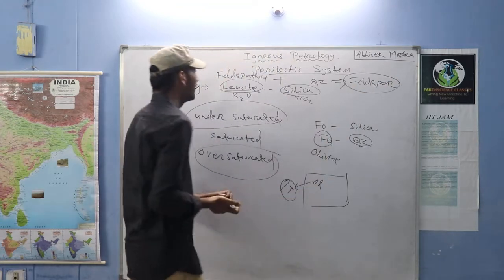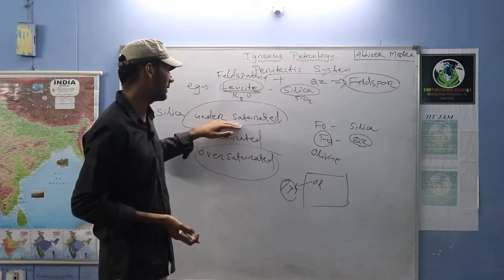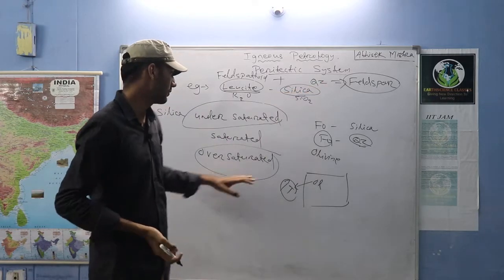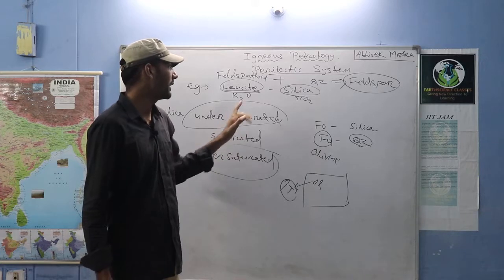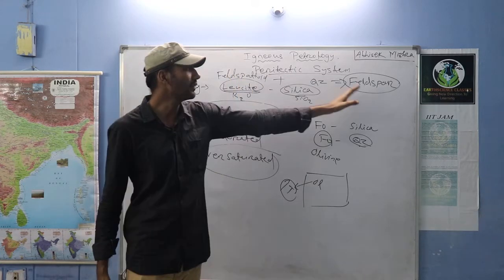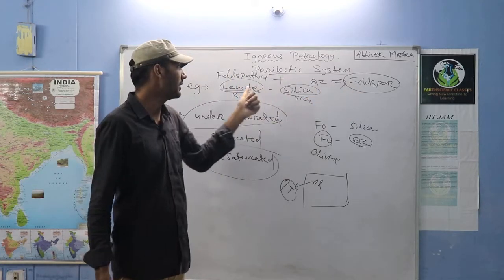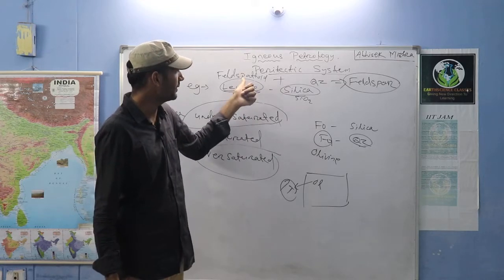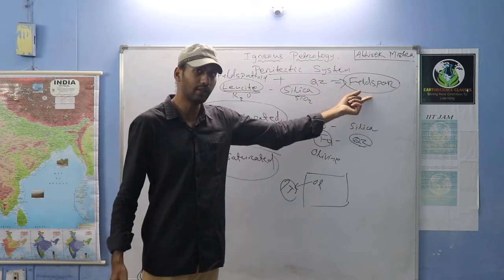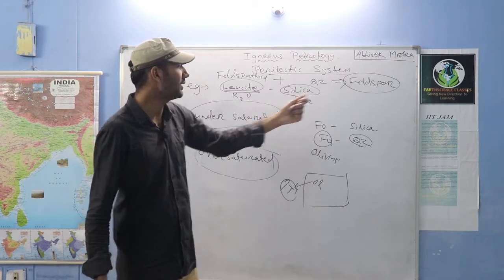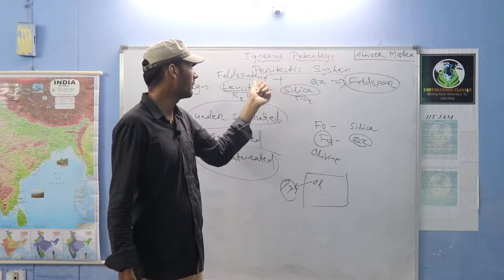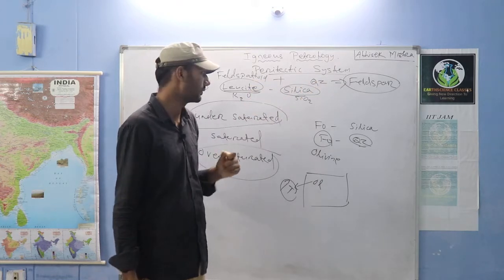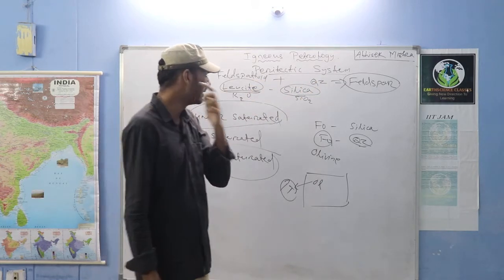So in this case, feldspathoid is undersaturated, quartz is oversaturated, feldspar is saturated. We can find coexistence between feldspathoid and feldspar. That means in an igneous rock we can find feldspathoid and feldspar both, or we can find feldspar and quartz both, but we cannot find feldspathoid and quartz.